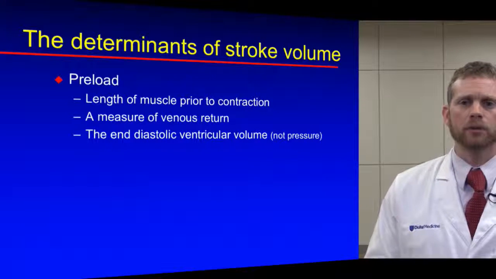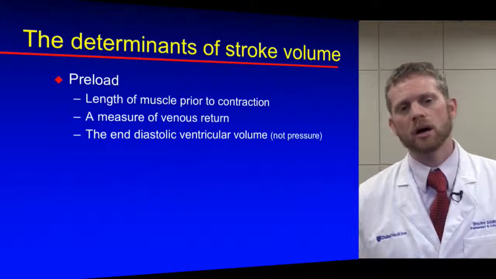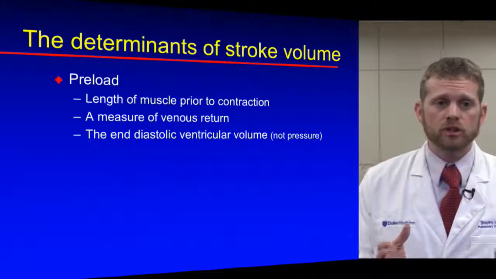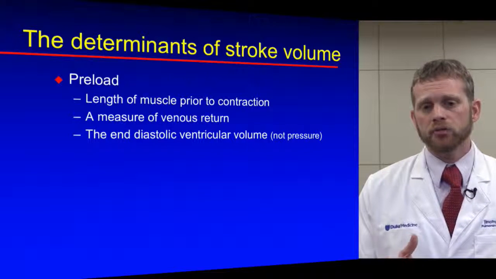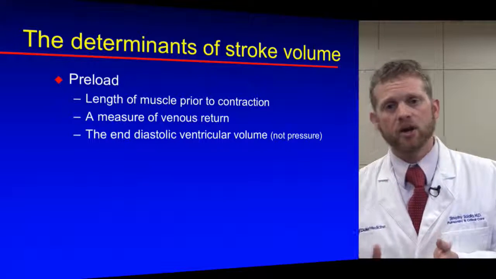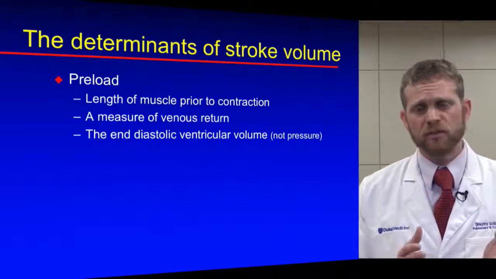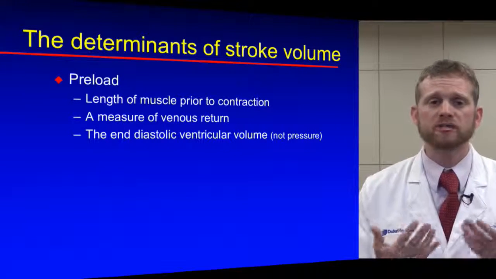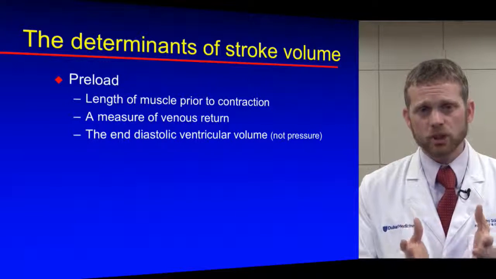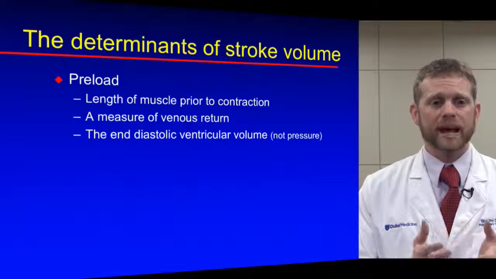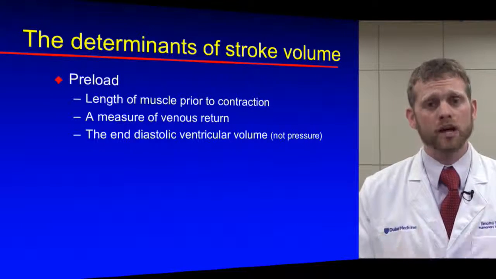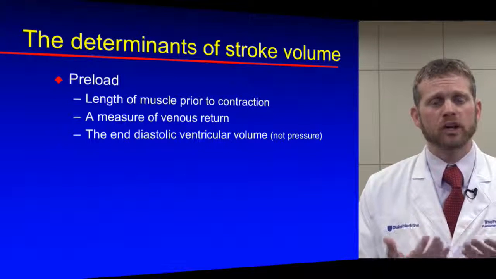So preload is defined as the length of a muscle prior to its contraction. And it's really a measurement of blood return to the right side of the heart from the venous circulation. So it's a measure of venous return. And it's really best determined by a measurement of the end diastolic ventricular volume.